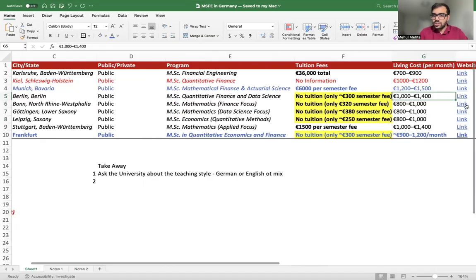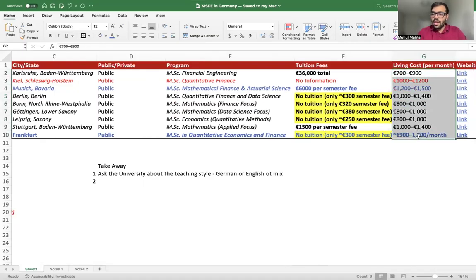Let's look at the living cost of all these universities. When you average this out, the lowest in this whole range is 700 euros, and the max is 1500 euros. So let's take an average of around 1000 euros. On average you will pay 1000 euros as the living cost every month.